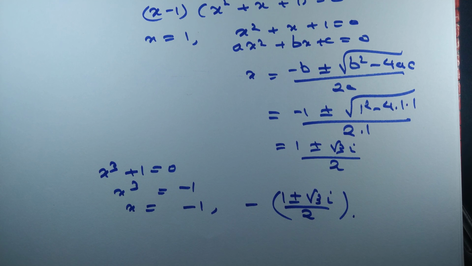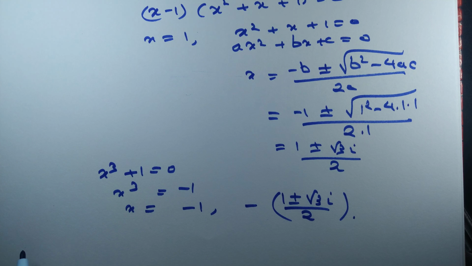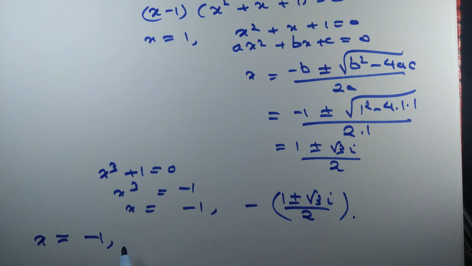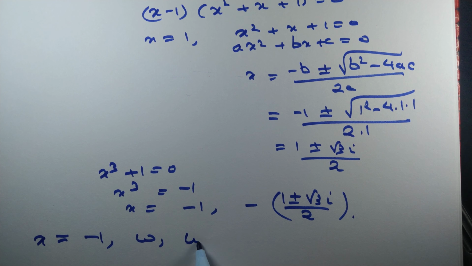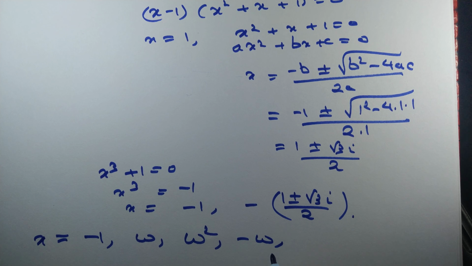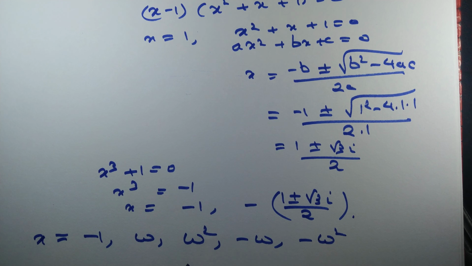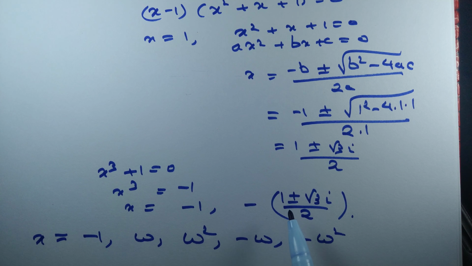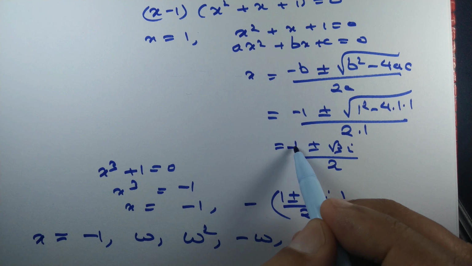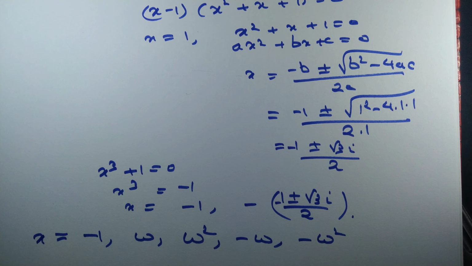So finally, as we said earlier, x equal to 1 cannot be a solution. So the solution is given by x equal to minus 1 if we are talking about only real numbers. But if we are talking about both real as well as complex numbers, then x equal to minus 1, minus omega, minus omega square, where omega equal to minus 1 plus minus root 3i by 2. So we are done.